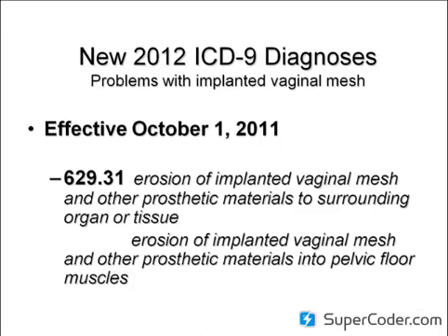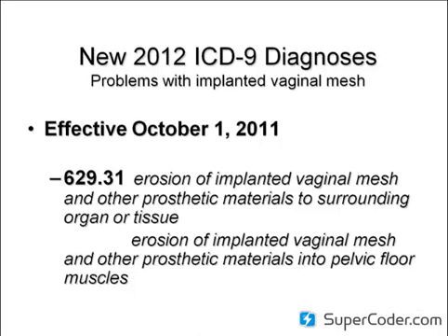Now the second new code, again concerning problems with implanted vaginal mesh and also becoming effective on October 1st, 2011, is the ICD-9 code 629.32, and this is exposure of implanted vaginal mesh or other prosthetic materials into the vaginal wall or exposure of the vaginal mesh through the vaginal wall into the vaginal canal.